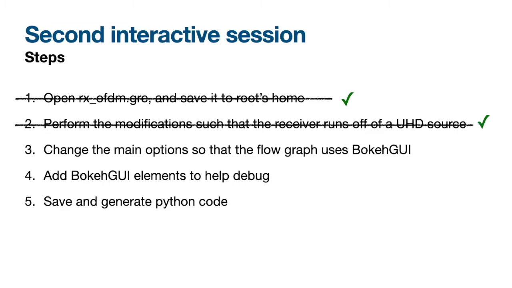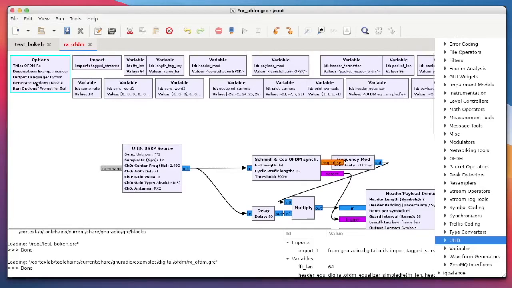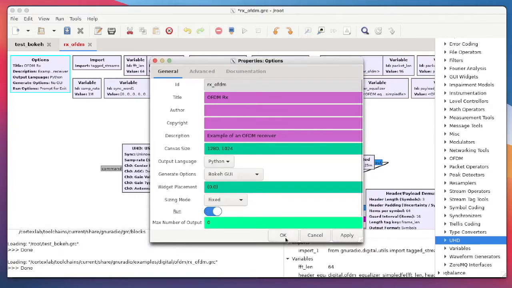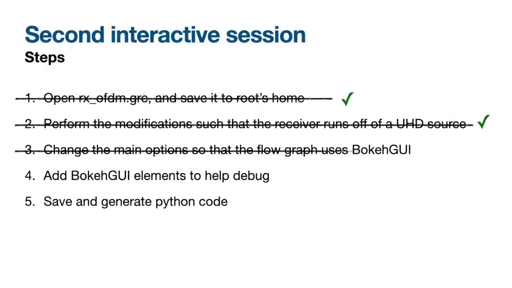Step number 3 right now is to change the main options such that the flow graph uses Bokeh GUI. To do that, we have to go back to our GNU Radio Companion, double click options, change no GUI to Bokeh GUI, like that. Let's save everything. Now we need to add the Bokeh GUI elements that will help us debugging in real time this flow graph in GNU Radio and in Cortex Lab.